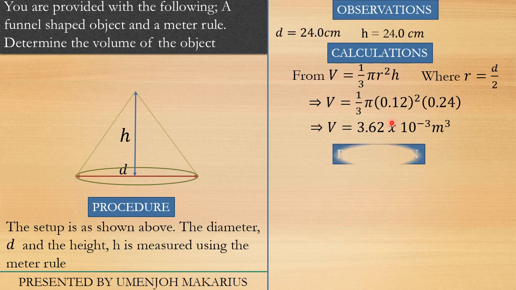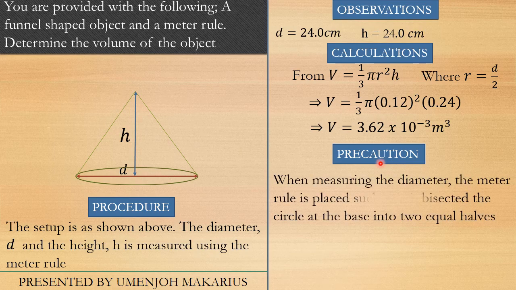Then friends, let's move on now to the precaution. So we are going to tell them that when measuring the diameter, the metal rule is placed such that it bisects the circle at the base into two equal halves. Remember that we need to get the diameter of this circle, right? The circle formed at the base, and the diameter, as you all know, bisects this circle into two.